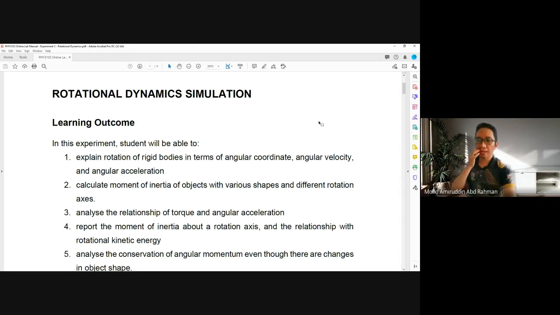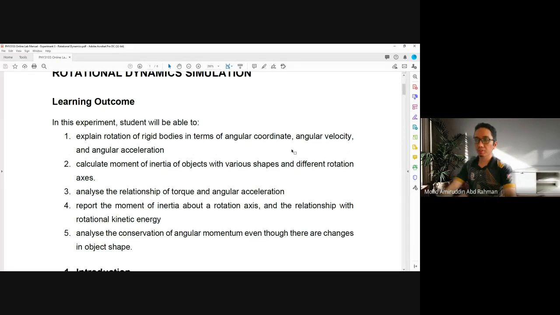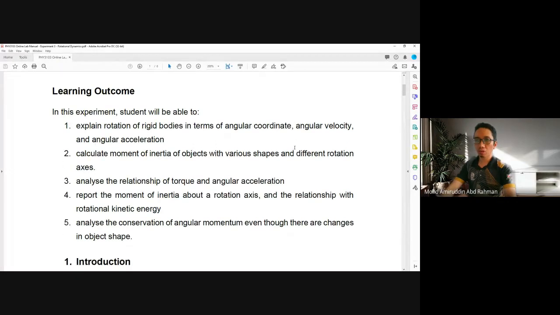The fourth one, you should also report the moment of inertia about a rotation axis and the relationship with the rotational kinetic energy. So you have just learned that. And the last one, you should be able to analyze the conservation of angular momentum, even though there are changes in the object shape. This angular momentum we have learned before in chapter 8.